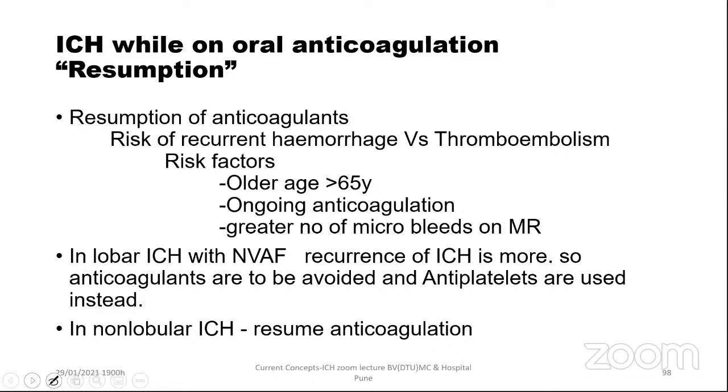The main point is resumption of anticoagulation, because in patients who are on antiplatelets and warfarin, if they develop ICH, when are you going to resume? The risk of recurrent hemorrhage versus thromboembolism has to be assessed. Older age, more than 65, ongoing anticoagulation, and a greater number of microbleeds on MR are the risk factors for recurrent hemorrhage. In lobar ICH with non-valvular atrial fibrillation, recurrence of ICH is more, so anticoagulants are to be avoided and antiplatelets are used instead.